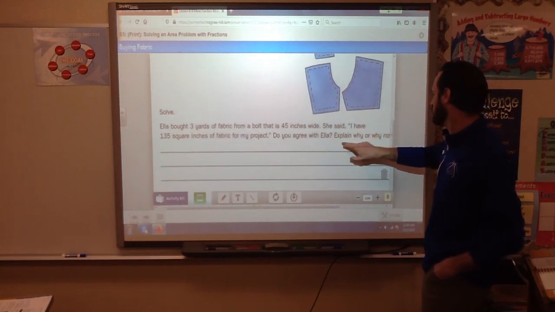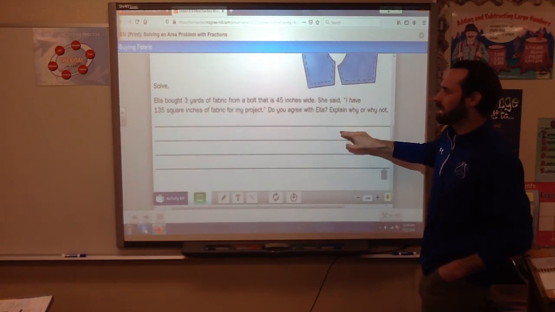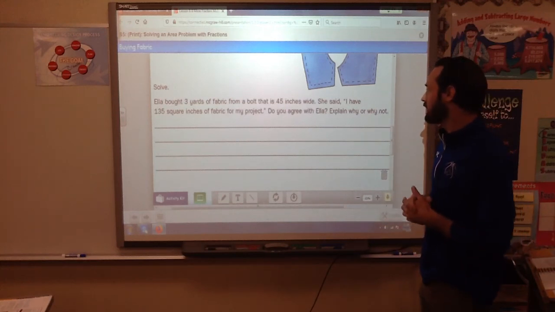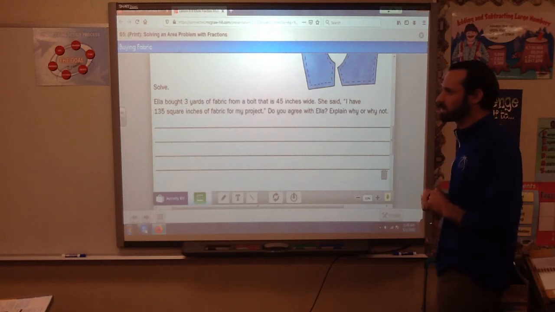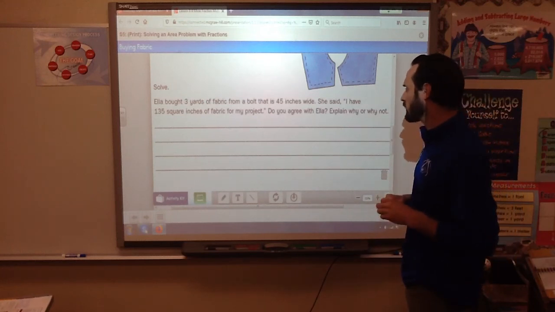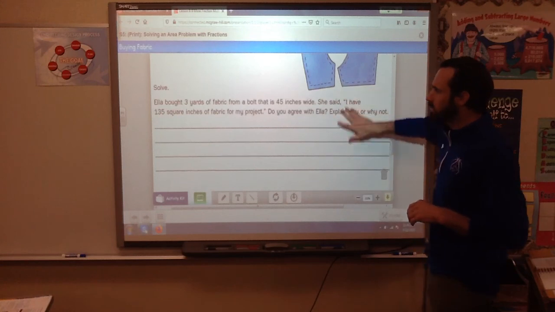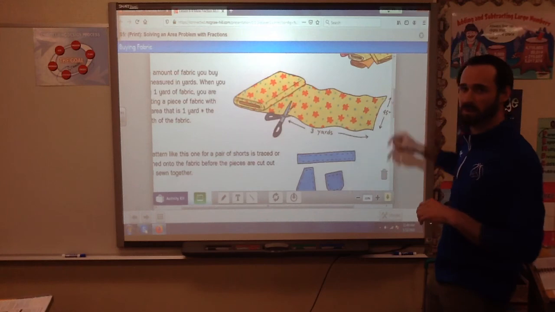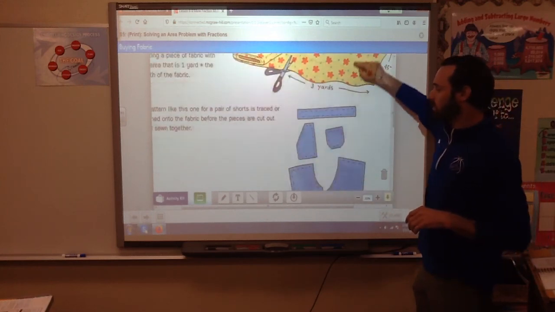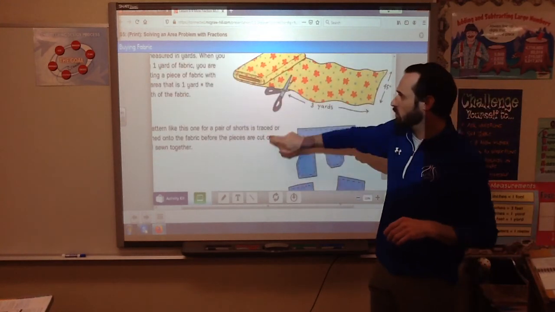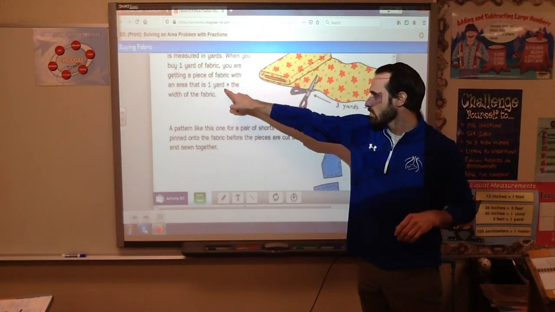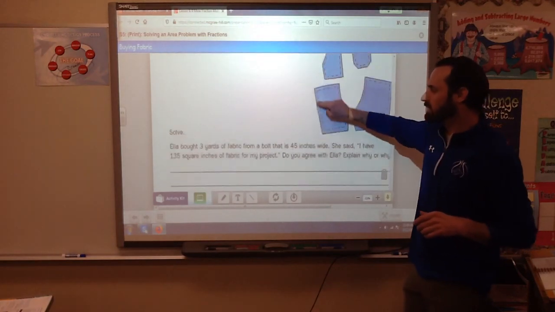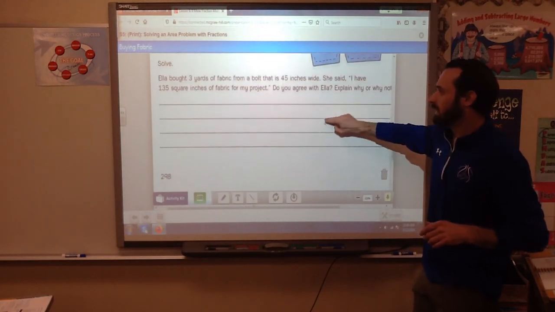Well, here's the question that you have to answer. Ella bought 3 yards of fabric from a bolt that is 45 inches wide. She said, I have 135 square inches of fabric for my project. Do you agree with Ella? Explain why or why not. So this is Ella's cloth right here. She bought this, 3 yards by 45 inches. We want to know how much she got, and the way that you figure that out is the yards times the width of the fabric. So what you're really doing here is finding the area.